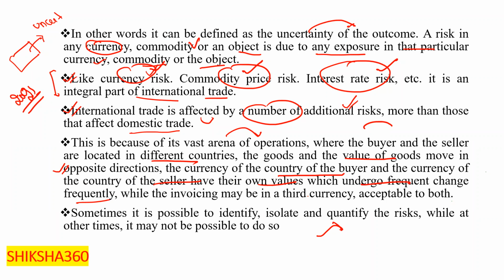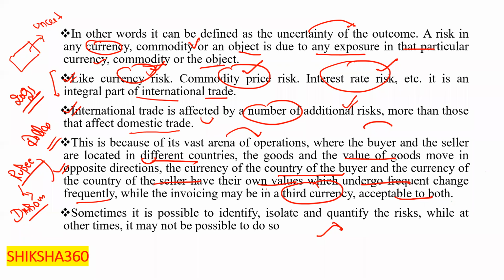While the invoicing may be in a third currency acceptable to both. Like we can say India deals in rupees and is exporting things to Dubai, which deals in the dirham currency. But the dirham is not accepted at the world level, so they generate their invoice in dollars.